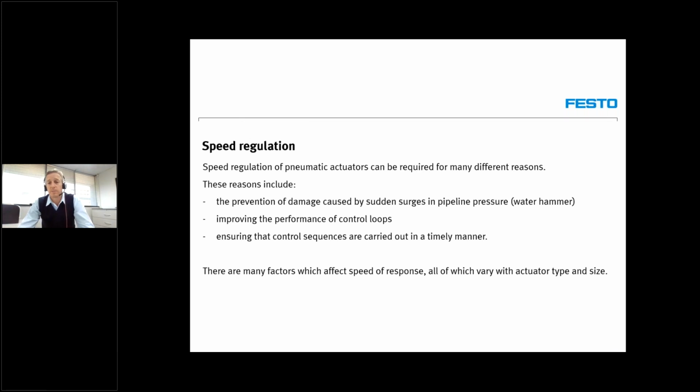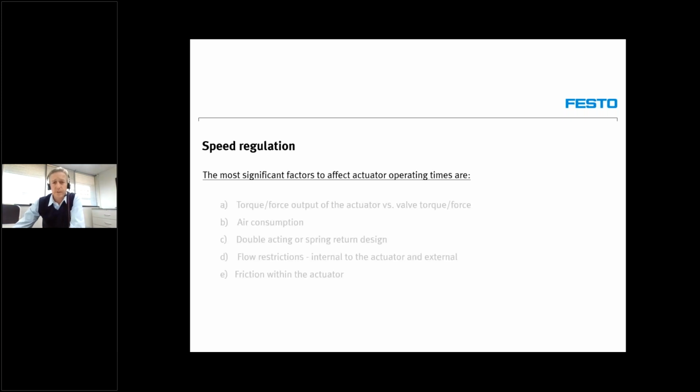Now, there are different reasons why speed regulation for actuators is important. For example, water hammer can occur easily if a process valve is not closed in a controlled way. Also, to increase synchronized performance of control loops and to ensure that control sequences are carried out in a timely manner. Please keep in mind that the response time of actuators is dependent on the type and the size of the actuator. Now, the most significant factors to affect actuator operating speeds are the torque and the force curve of the actuators, compared with the torque and the force curve of the valve.